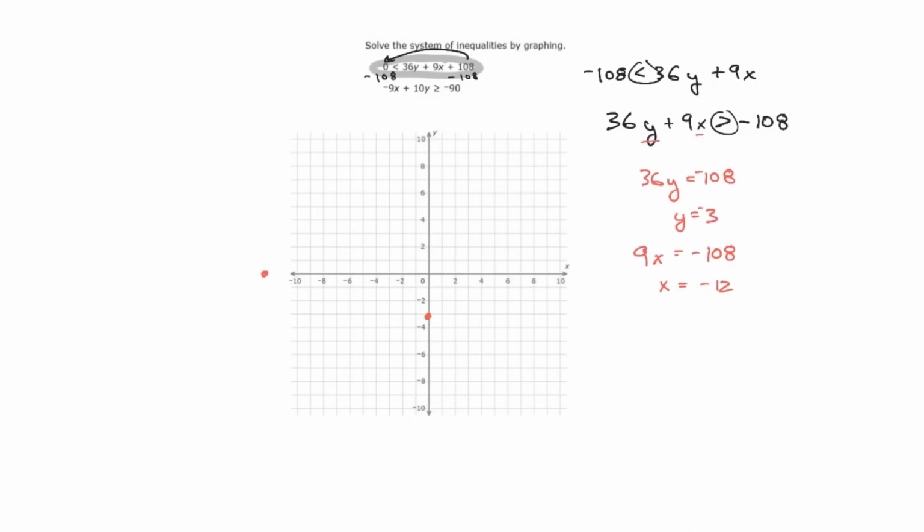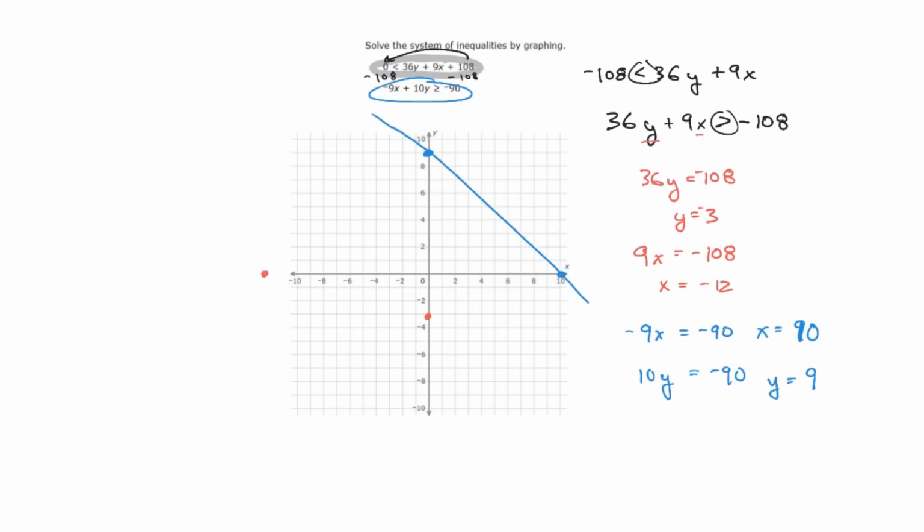And then same thing with x and y on our second equation here. Doing negative 9x is equal to negative 90, and then we also have the 10y is equal to negative 90. So x is equal to 10, and y is equal to, actually this should be 10 for x, and y should equal 9. So my y is 9 here, my x is 10. I'm going to graph this line here.